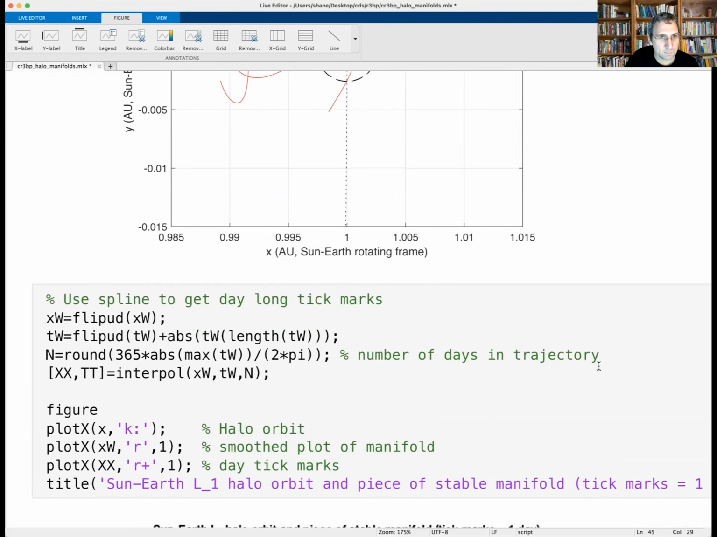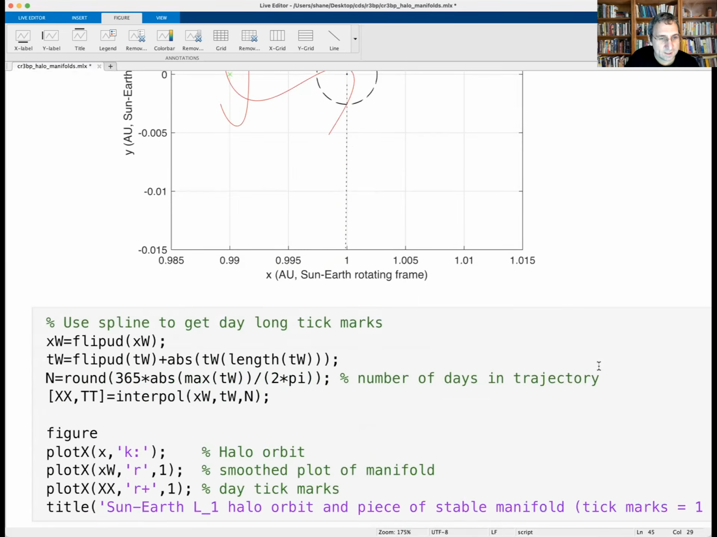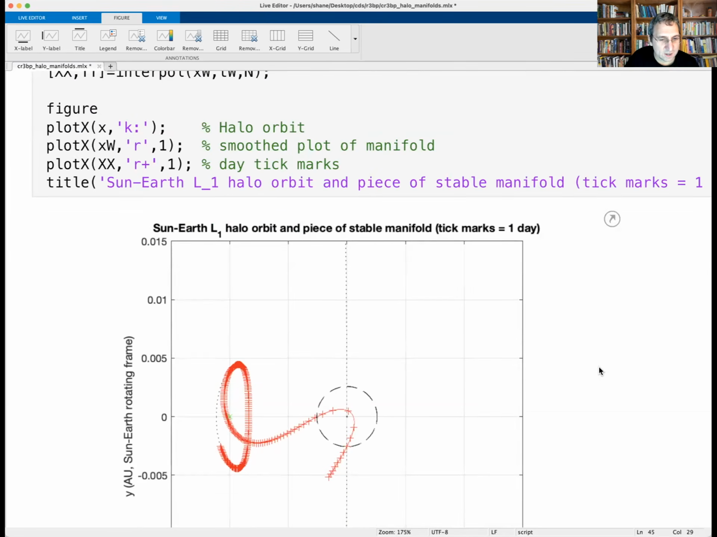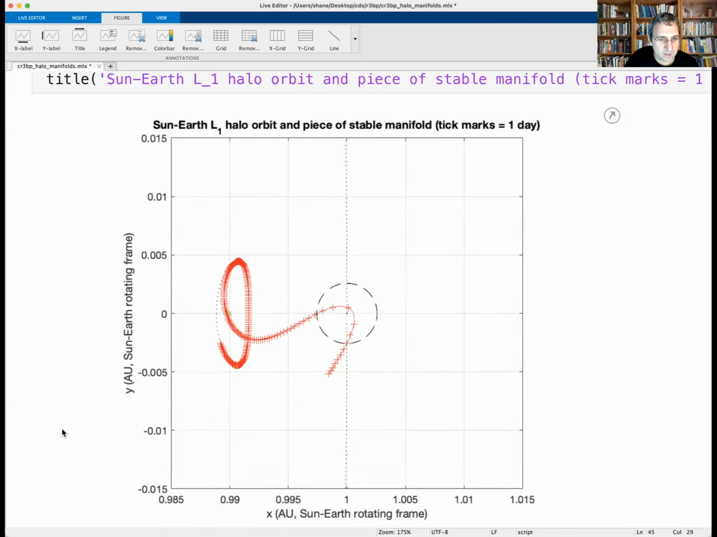So that's just picking one point. You could show tick marks. So I've done something here where I'm showing tick marks of one day, and this gives you an idea of, right, when we're really close to the Earth is here. The distance between tick marks is large, meaning we're moving quickly. But on the halo orbit itself, things are moving pretty slowly.